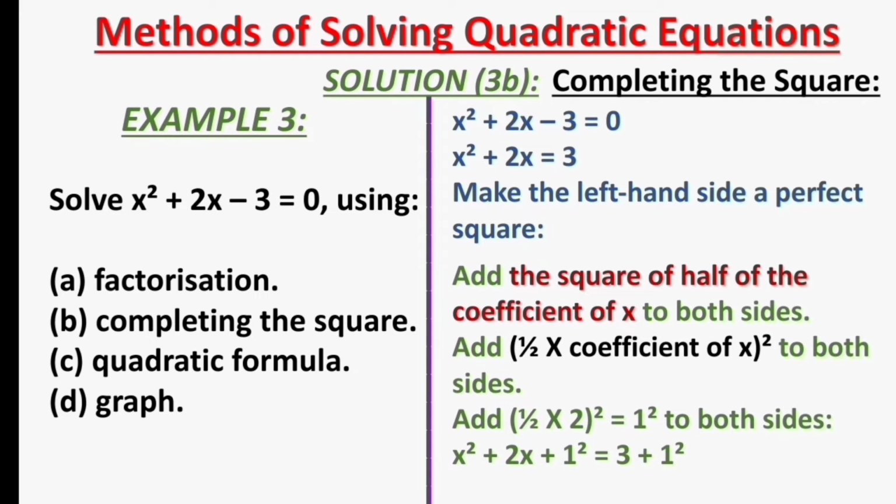Of course, we add the square of half of the coefficient of x to both sides. That means we are adding half times the coefficient of x all squared to both sides. We have to add half times 2, which is the coefficient of x, all squared. That means we are adding 1 squared to both sides. That gives us x squared plus 2x plus 1 squared is equal to 3 plus 1 squared.